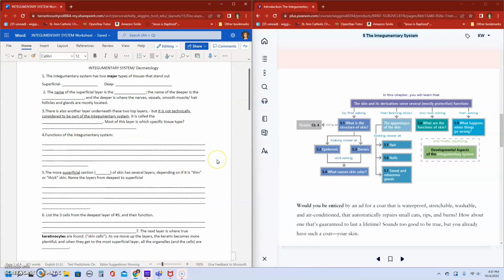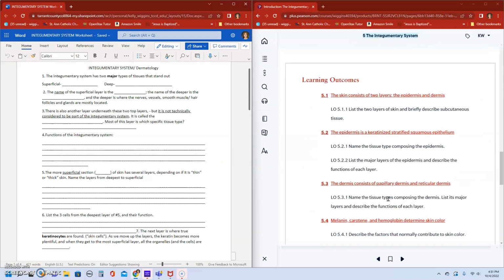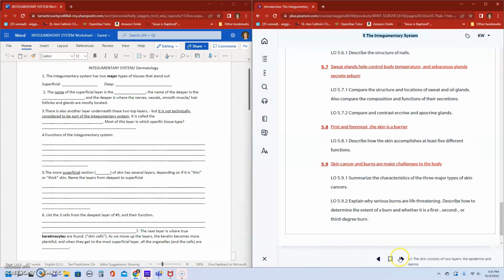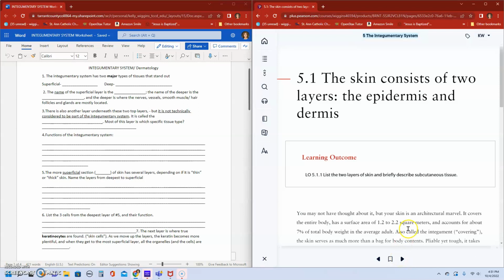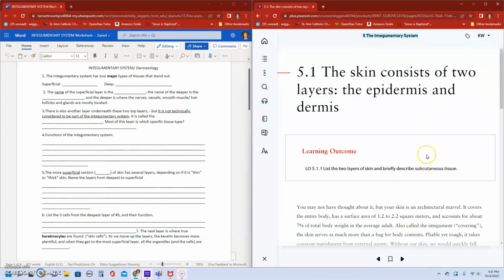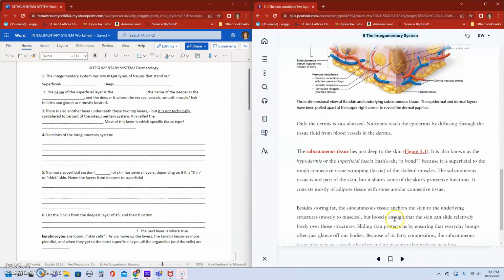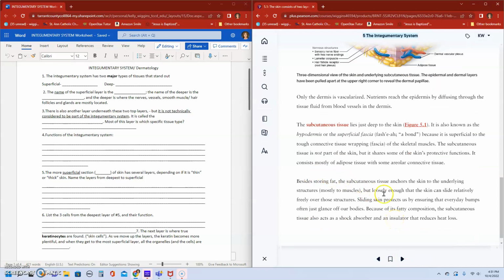Okay, function of the integumentary system. We actually did that in chapter 1, but I just want to show you that all this kind of stuff is in your text. So we've got the skin consists of two layers, dermis and epidermis. There's those pictures that you saw. The subcutaneous tissue lies deep to the skin, known as the hypodermis or superficial fascia. It's also called the hypodermis. Storing fat, and so on. So be sure and read your textbook to help you study, to help you understand.